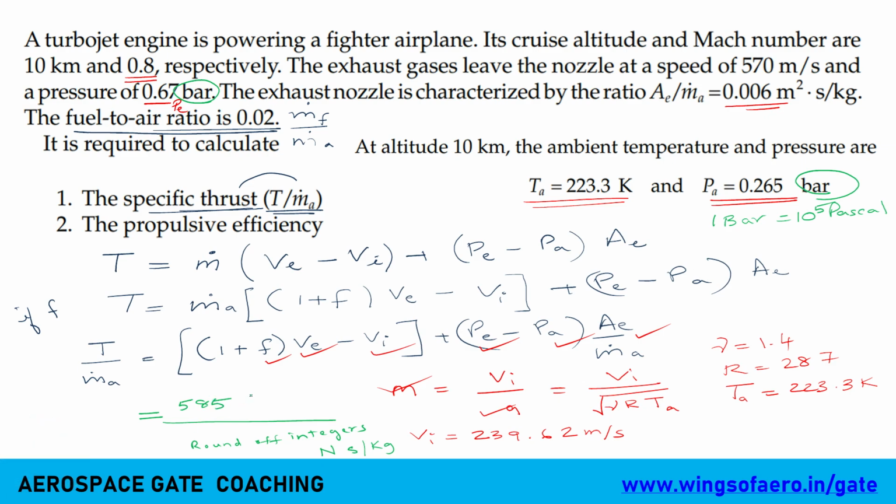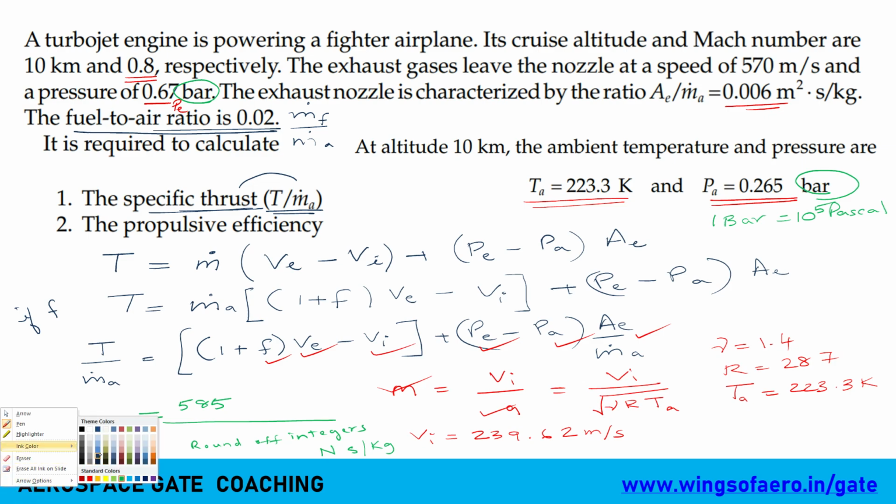Okay. So ensure that you are getting the answer as 585 or close to that. Now we will find the next one. What we have is the propulsive efficiency. Now you know that propulsive efficiency, which I have provided to you, is 2 divided by 1 plus VE by VI. That is the formula which I have provided.